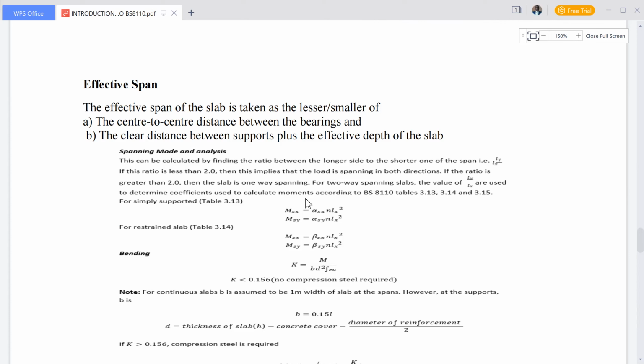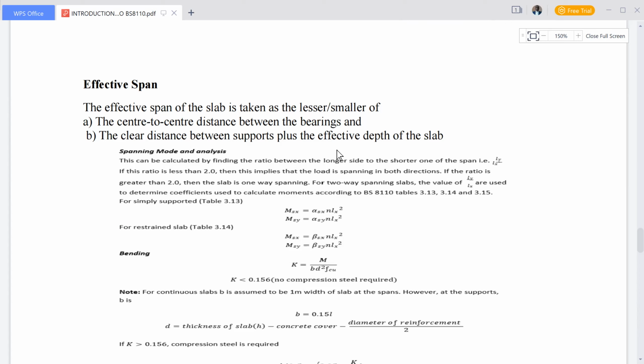So for one-way, we will just proceed normally like we do for the beam. But for a two-way spanning slab, the value of Ly over Lx is used to determine the coefficient used to calculate moment according to BS 8110. So we shall use tables 3.14 and 3.15 in that particular matter.